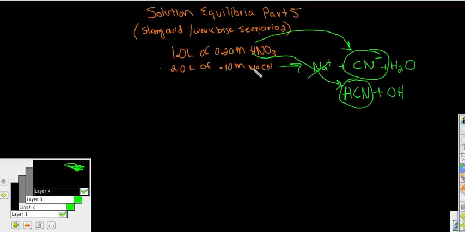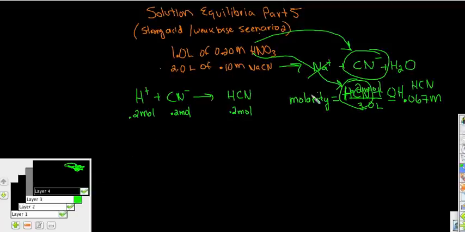And so what do we end up having here? We find out that if we have 2 liters of 0.1 molar NaCN, we have the exact same amount of moles of CN as we have H. So this is kind of different. So we're going to go ahead and draw this out, right?